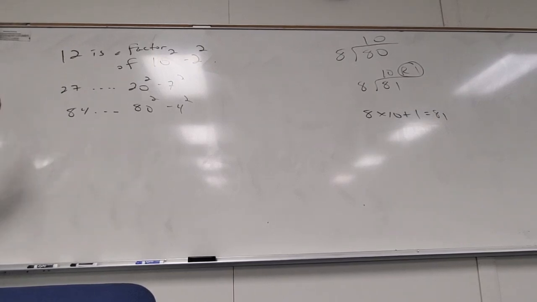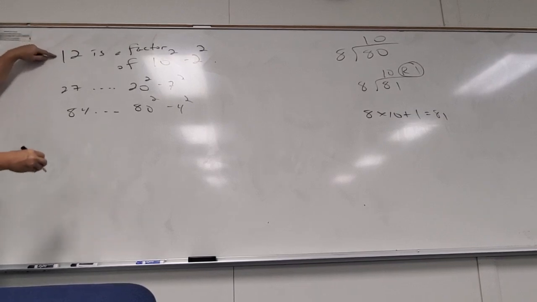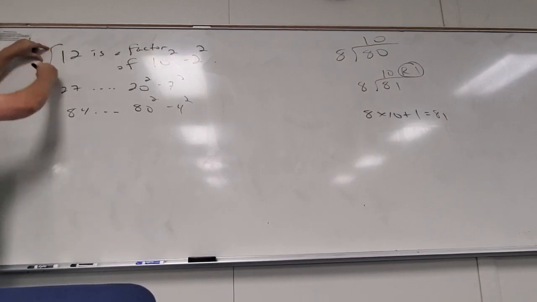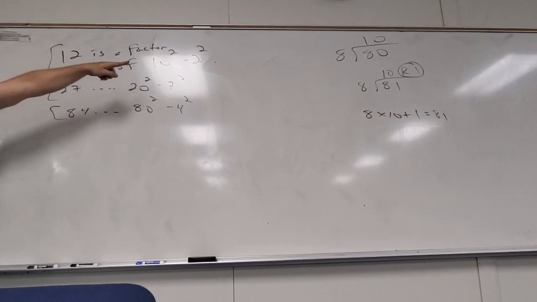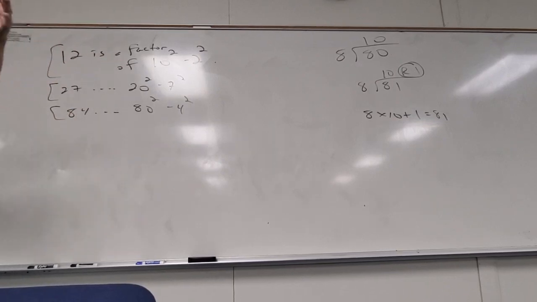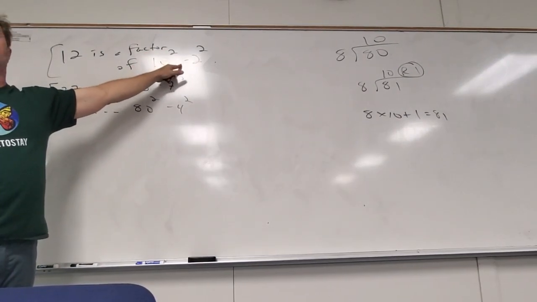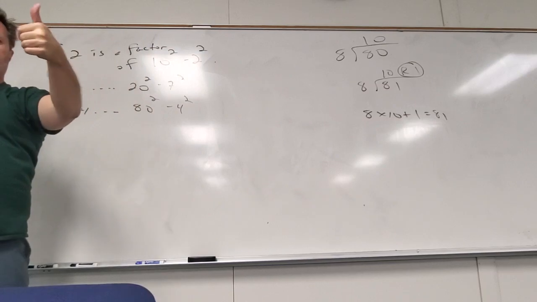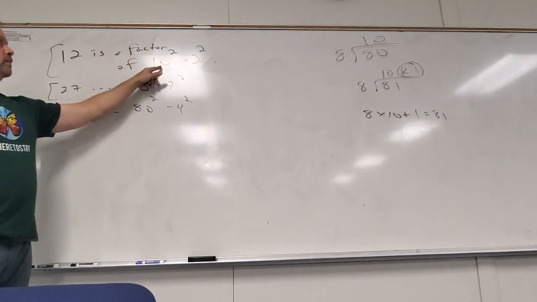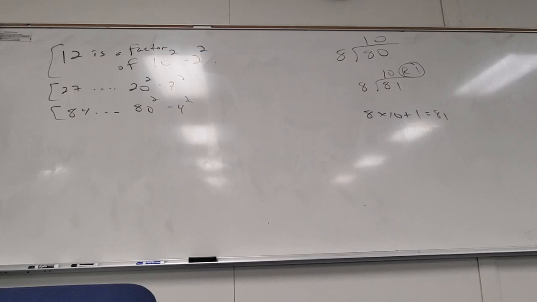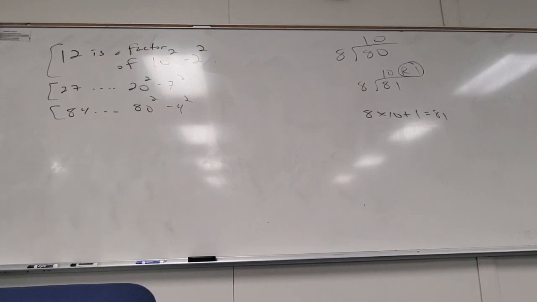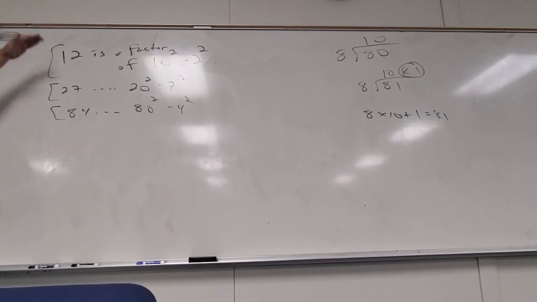How would you verify the first one? First statement up here. How would you verify this? What is 10 squared minus 2 squared? So 100 minus 4 is 96. Is that cool? 96 divided by 12 goes in evenly. Go on the calculator. Okay, it works. You guys with me? You can verify each of those.